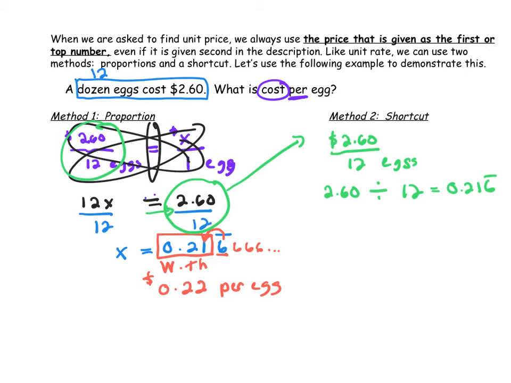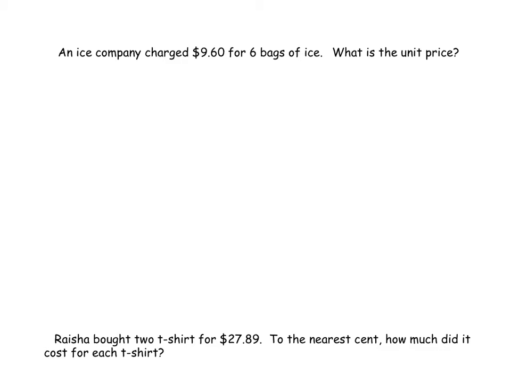So from this point forward, I'm going to go directly to the shortcut method to make this video a little bit shorter. Let's try the next problem together. Our next problem says an ice company charges $9.60 for 6 bags of ice. What is the unit price? And again, unit is talking about 1, and price is money. So just like unit rate was the amount of whatever quantity for one, unit price is how much it costs for one of an item.